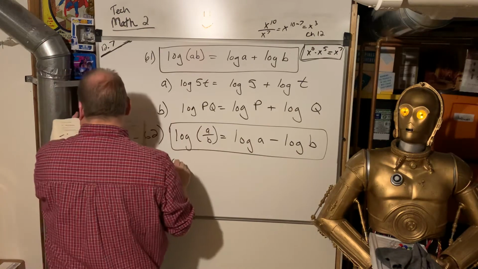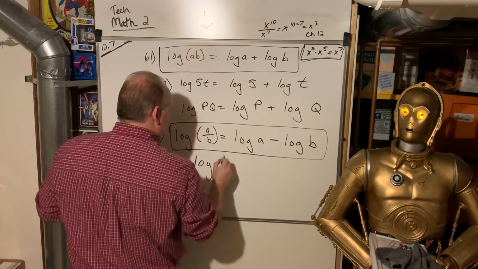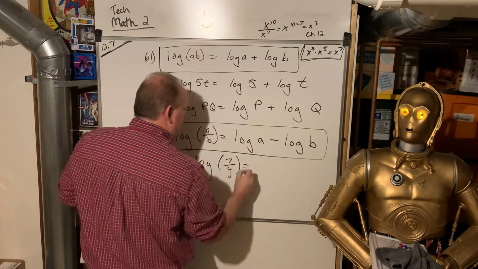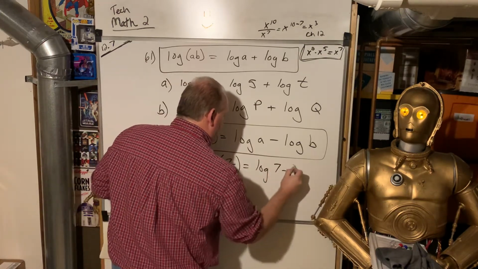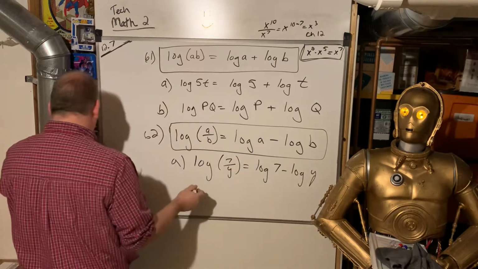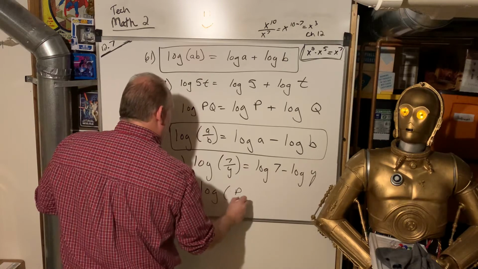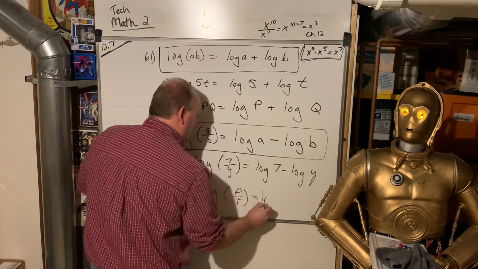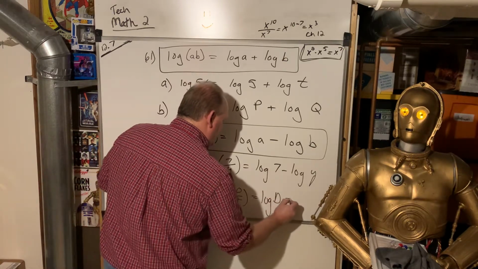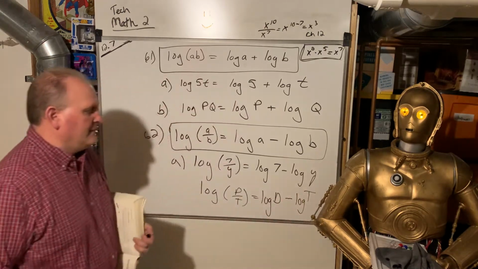And so then let's apply that rule on number 62. We got the log of 7 over y. That is the log of 7 minus the log of y. Those are both the same base, base 10. Log d divided by t, we'd have log base 10 of d minus log base 10 of t. All right?